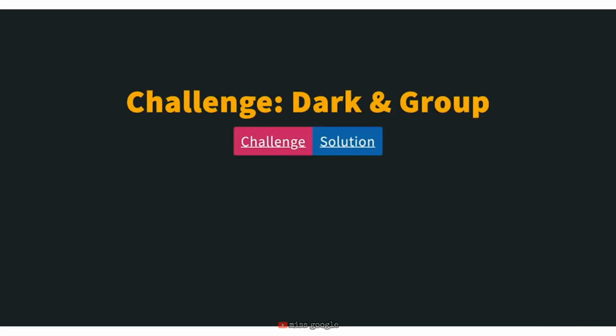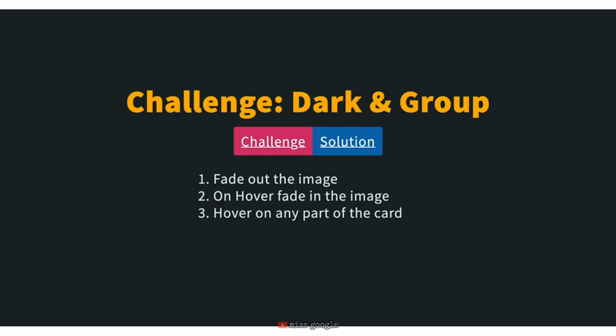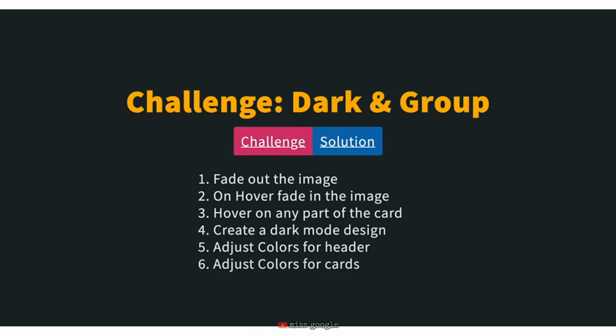All right, it's time for another challenge. In this one, we're going to create a dark mode version of our layout, as well as use groups to handle how we do rollovers. So let's take a look at what we need to do. We're going to fade out the image. Whenever you hover on any part of the image, I want you to fade the image back in. Now, this is not just fading whenever somebody's over the image itself, but on any part of the card as well. I also want you to create a dark mode version of the design. You'll need to adjust the colors, especially in the header as well as in the cards.